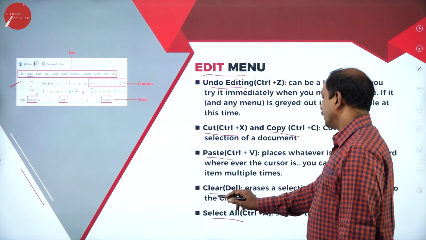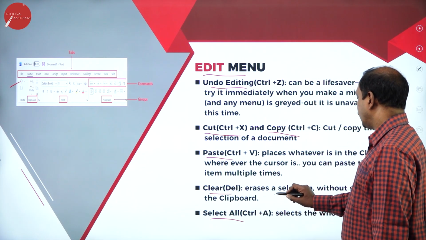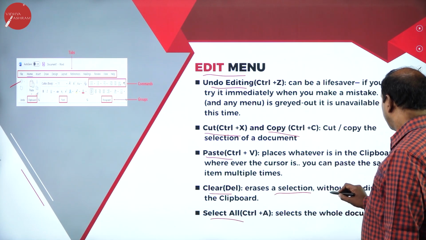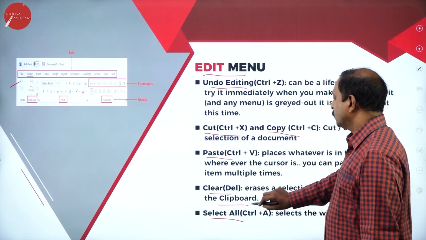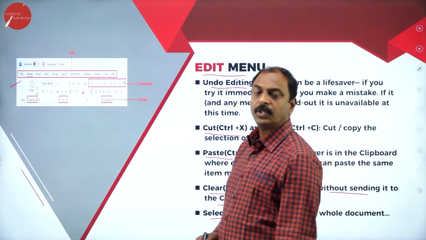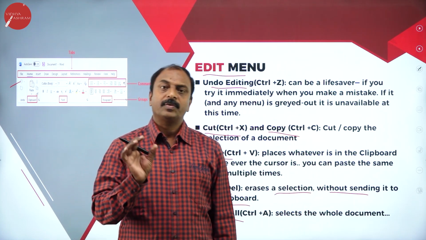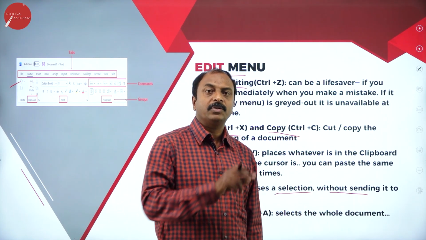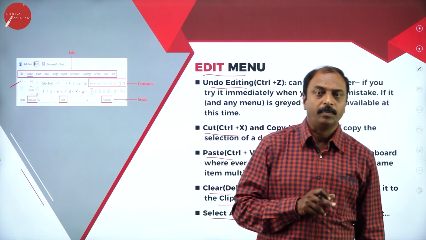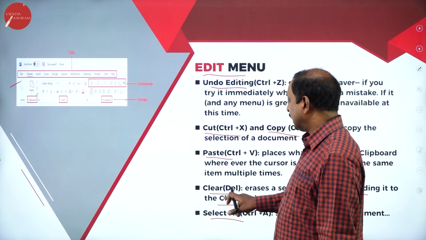And clear the data. Clear means it erases the selection without sending it to the clipboard. What is the meaning of clear? Suppose I want to delete a part of our document. First, we have to select the particular part of the document, and then we can select the clear option here.